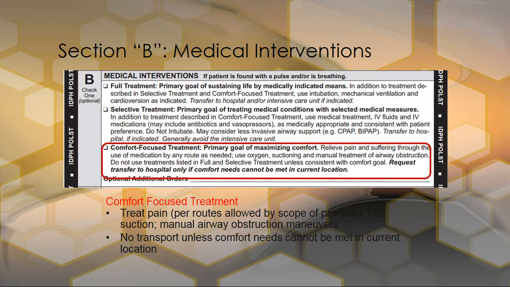EMS usually has to transport the patient even though the patient's wish is not to be transported. There is now a caveat written into the form that states transfer to hospital only if the needs cannot be met in the current location. Meaning that if you can stabilize the patient and assist that patient and we can keep them at home, then that is what we should do.